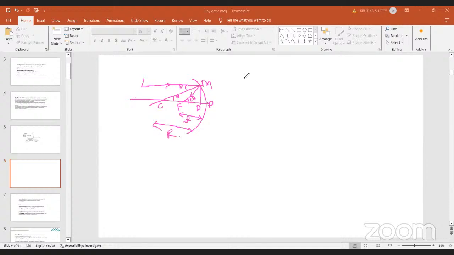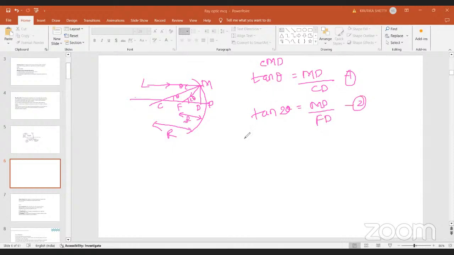Okay, now from the figure, tan theta is equal to, which triangle do we take? CMD triangle. What do we get? It is MD divided by CD, equation 1. If you go for tan 2 theta, it is again MD divided by FD. This is equation 2. So you can write one sentence: tan theta is nearly equal to theta, and tan 2 theta is nearly equal to 2 theta.